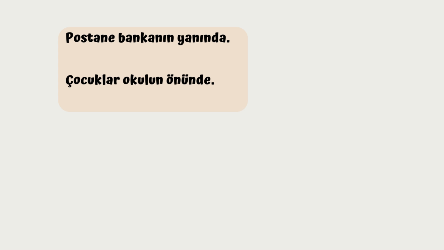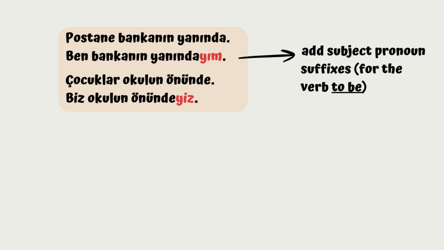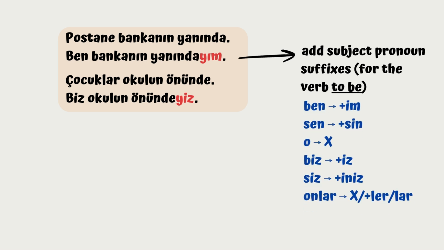However, if we say the same sentences by changing the subject to ben or biz, look at the difference. Ben bankanın yanındayım. Or biz okulun önündeyiz. As you see, we add subject pronoun suffixes accordingly. So let's remember what they were. So for ben is im, for sen is sin. O doesn't take any subject pronoun suffix. Biz is iz, and then siz is siniz, and onlar, it doesn't take subject pronoun suffix, but some people prefer to use ler or lar. So both possible.